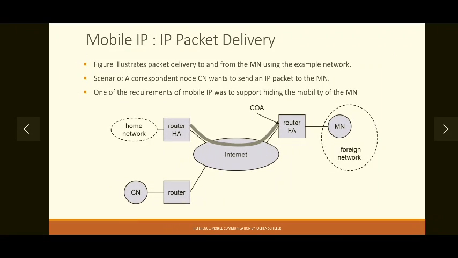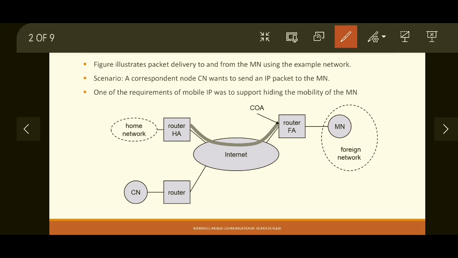We have seen the example network in the last video in which we saw the different terms like CN, HA, FA, MN, COA, all these terms we have seen. Now the same example network is illustrated in this particular figure. In this one we will see a packet delivery to and from the mobile node using the example network. So what's the scenario? A correspondent node CN, this is a transmitter, wants to send a packet to a mobile node which is now a receiver.